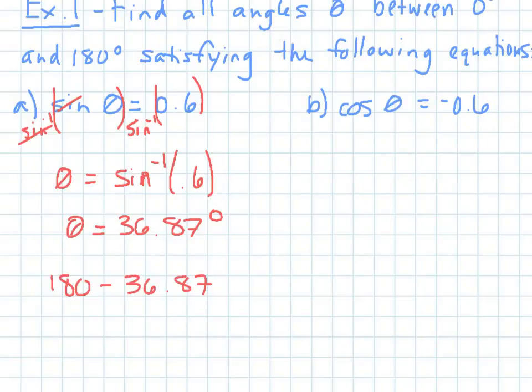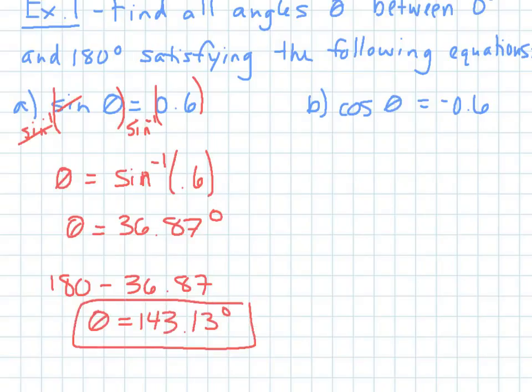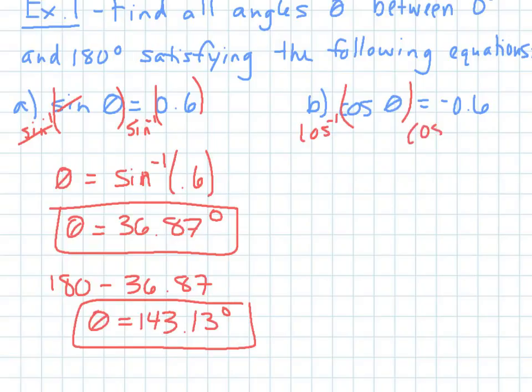Okay, so then that gives me 143.13 degrees. Okay, so I have two answers for this one. Okay, now let's look at cosine. So cosine theta equals negative 0.6. So I want to find where the inverse of cosine gives me this angle, or this ratio. So those go away. Theta equals cosine inverse of negative 0.6.